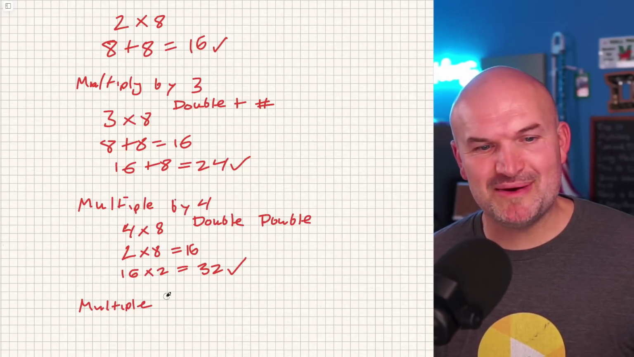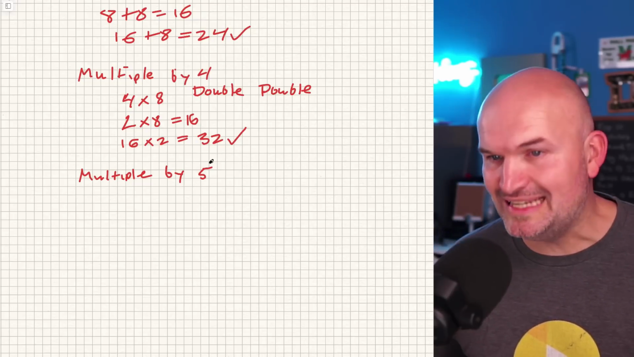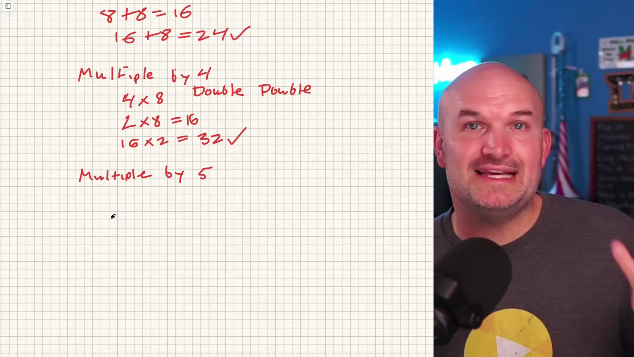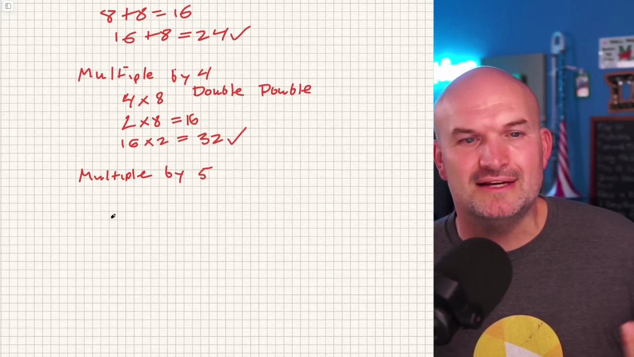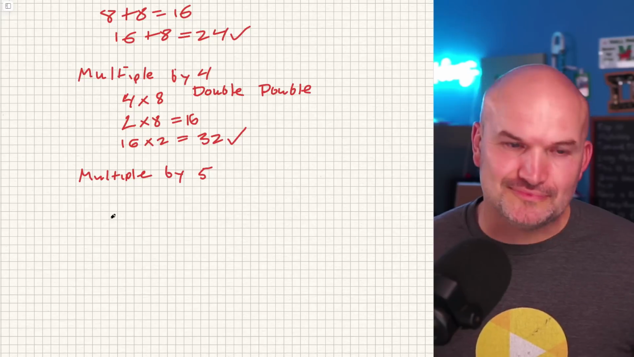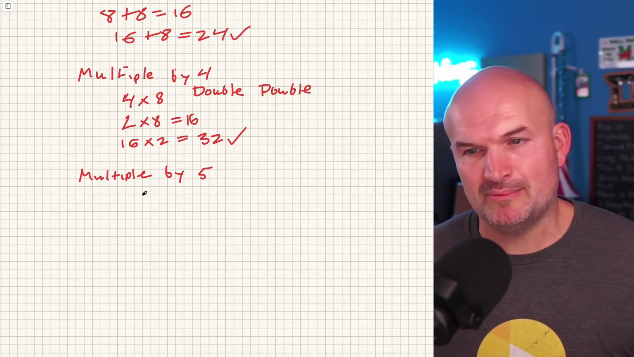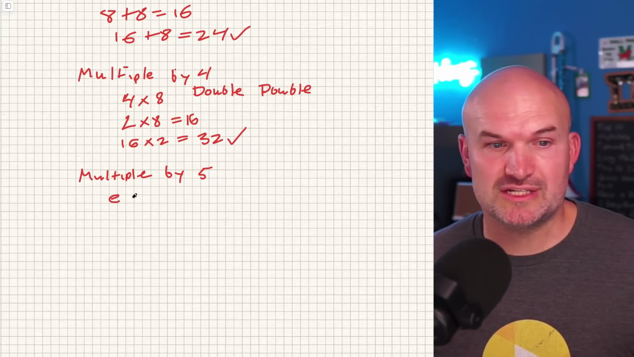Now, multiplying by 5, I think when you're dealing with even numbers, and this is where it's going to have 2 different rules, I think for the even ones, it makes sense. It's really easy to remember. It's fast. The odd one is not so bad. I just would prefer you just have them memorized, but let's go through it in case you want to have these tricks up your sleeve.